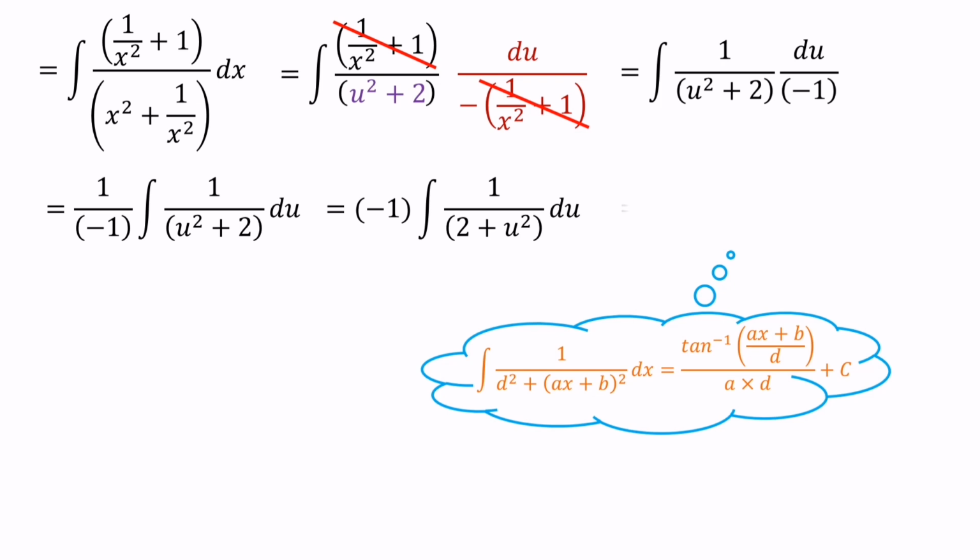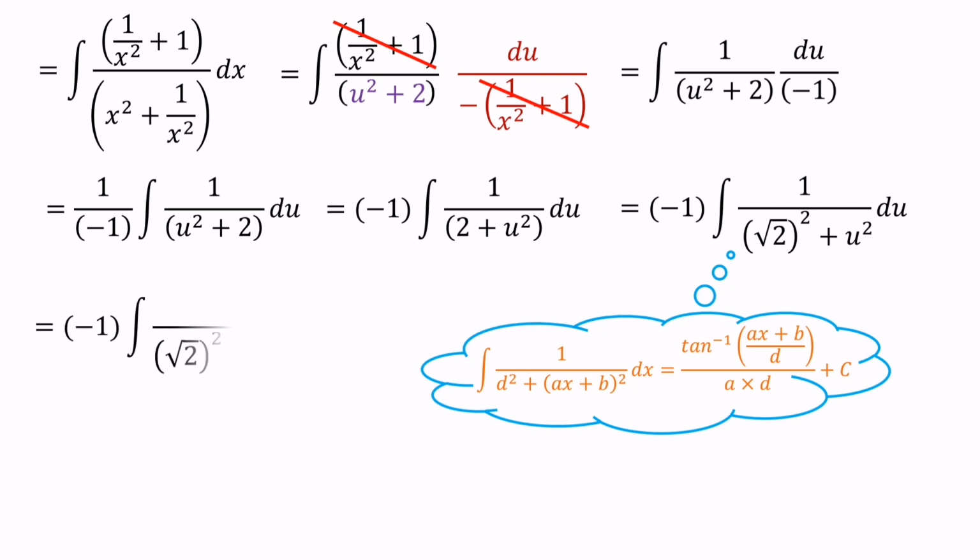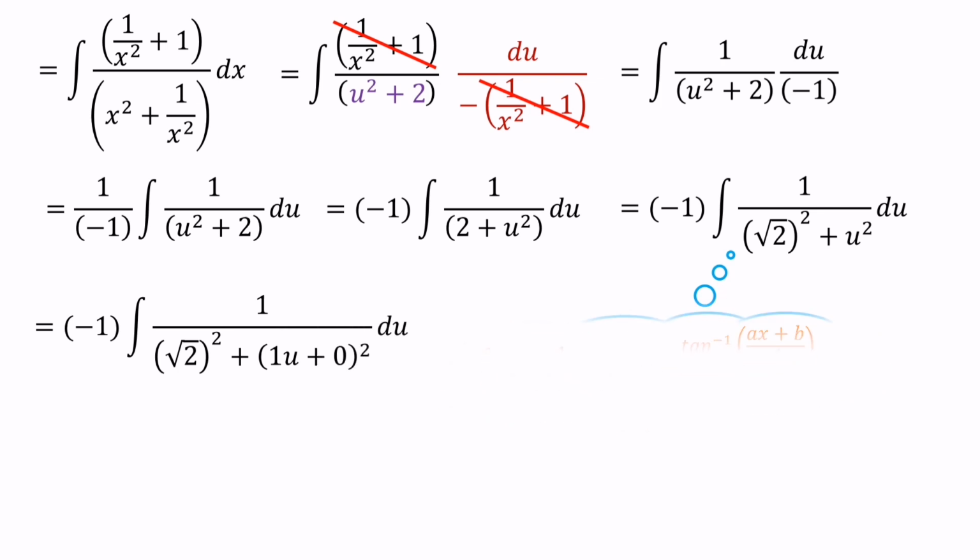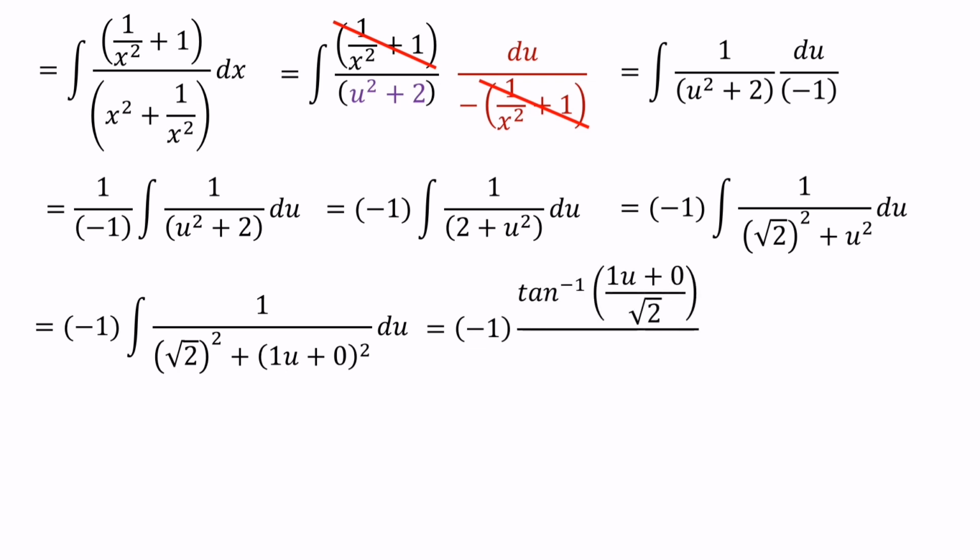To simplify integral 1 over root 2 perfect squared plus u squared, we can use this equation. In here d equals root 2, a equals 1, b equals 0. So we can write as the answer tan inverse of (1 into u plus 0) divided by root 2, whole thing divided by 1 into root 2. After that we can get the result minus 1 tan inverse of u over root 2, divided by root 2.